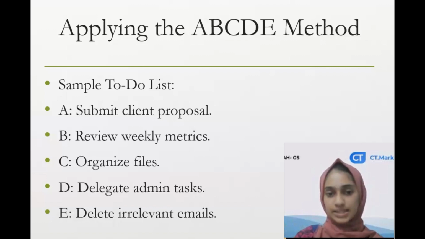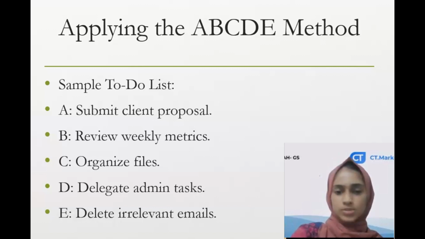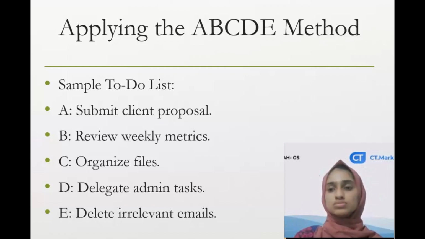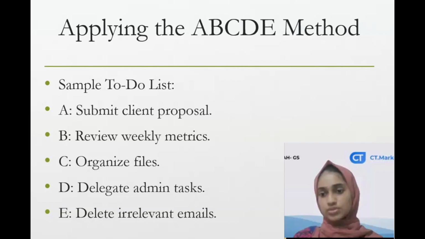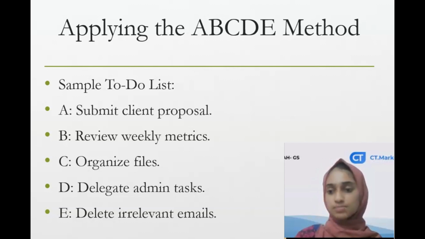B tasks are still important, but the consequences of not completing them are less severe. For example, maybe reviewing weekly performance metrics, or following up on non-urgent emails. These tasks should be done after your A tasks are completed. So if your A tasks are fully completed, then you can move on to B.